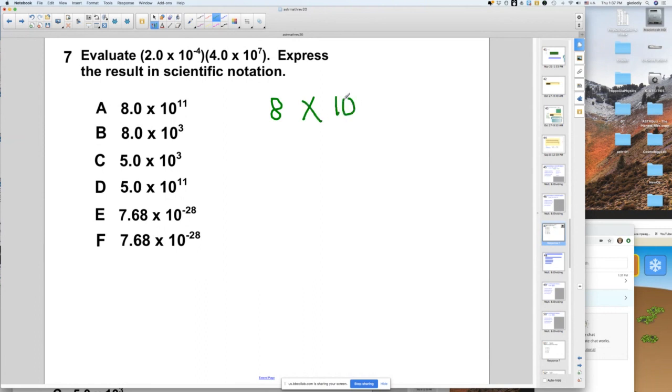So we know 8 is going to be that number, 2 times 4, so all of these are incorrect. It's going to be either this or this. And of course, it is this because you have to add the exponents. 7 plus or minus 4 is equal to 10 cubed. Okay.